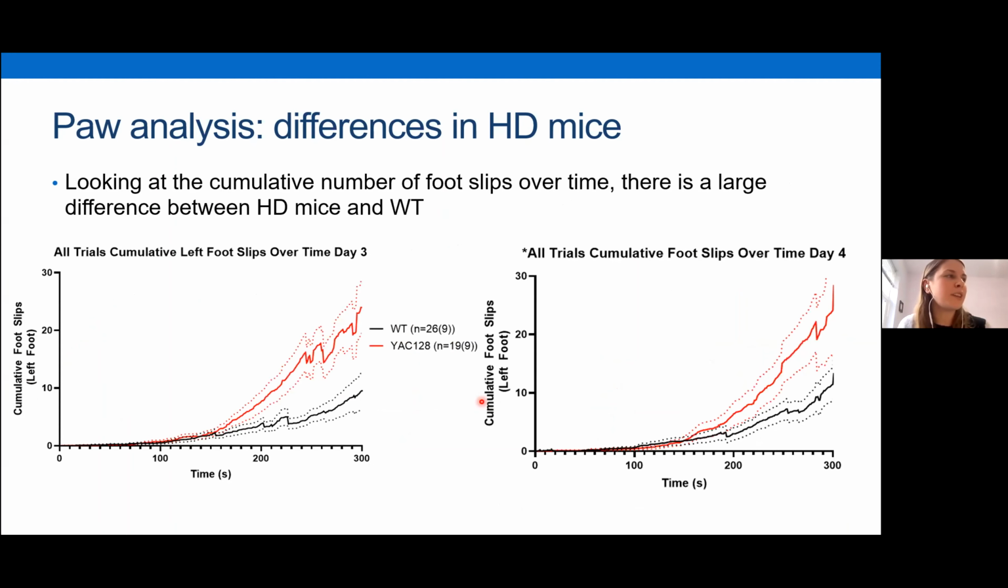And another way to look at this is looking at the cumulative foot slips over time. So you can see that after about 150 seconds here, the wild type is slowly increasing the number of foot slips as the rotarod accelerates, but there's this huge increase in the Huntington model.